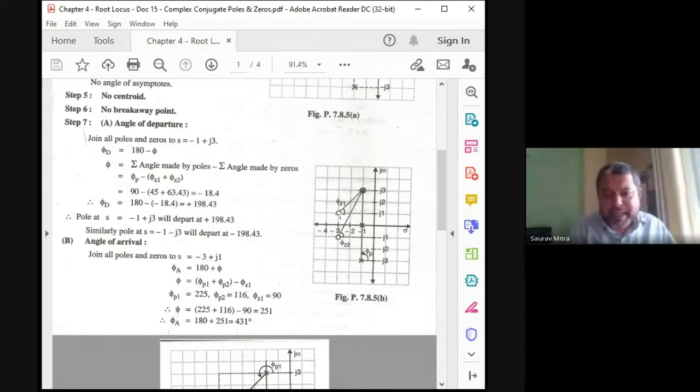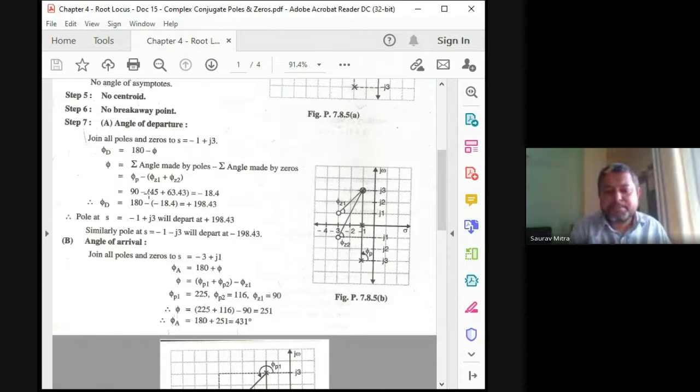So this base distance, this is at -1 plus 3j. That means this is the -1 line. So from this -1 up to -3, this base distance is 2. Okay, and this height: this is -1 and plus 3j, and this height is 1, that means this height is also 2. So this height is 2, and this base is 2. That means this angle will be 45 degrees. So phi z1 is equal to 45 degrees.